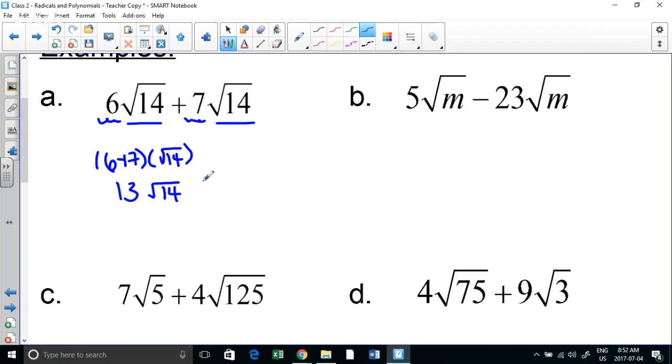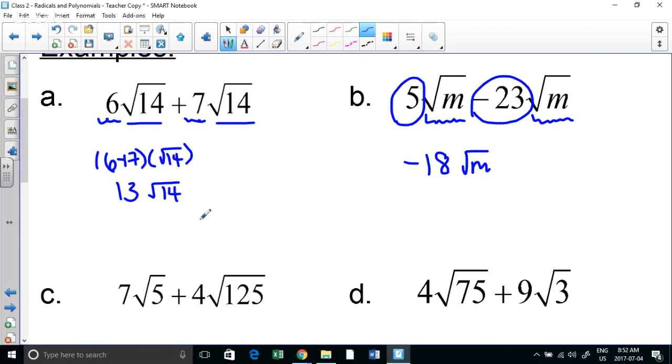Meaning we have 13 apples, or 13 of root 14. Same thing here. We check our bases. They're both root of m. Because they're the same, we don't care about them. We care about the coefficients. We have 5 and we have negative 23, or 5 minus 23. So when we simplify this, when we put it together, we end up with negative 18 of whatever we have, which is root m.